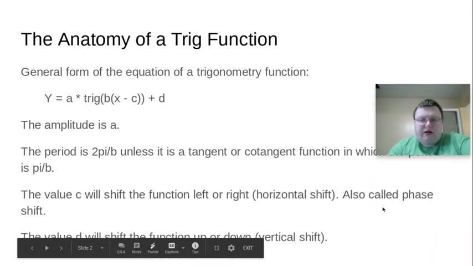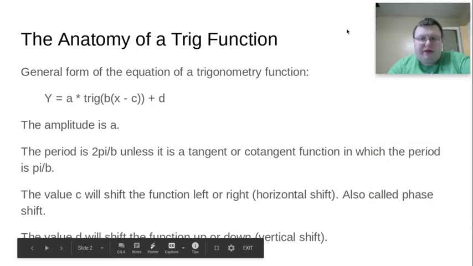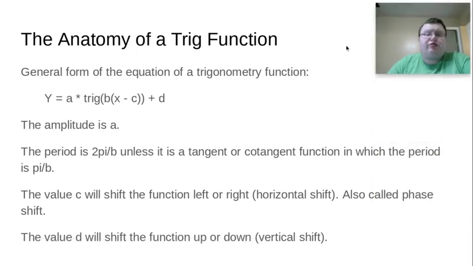Basically, we first want to talk about the anatomy of a trig function. So here's your general form of the trig equation: y equals A times trig function, parentheses B, parentheses x minus C, close all those parentheses, plus D. The amplitude is A, so that's something we've already learned from last week's lessons.